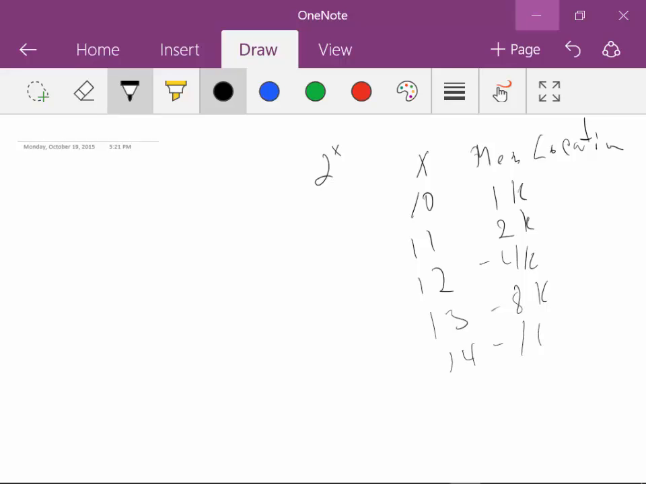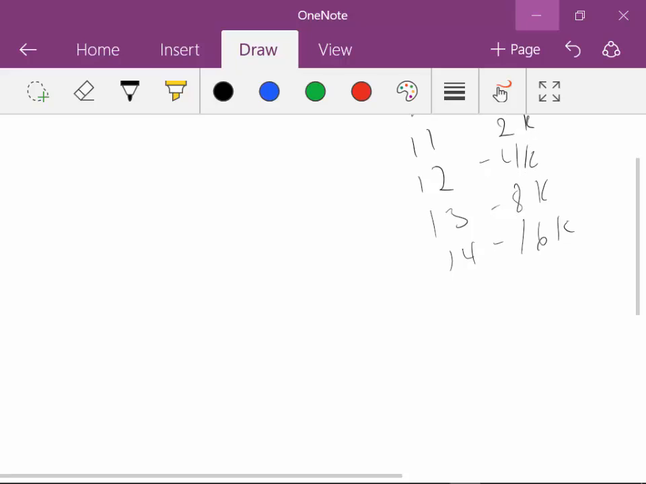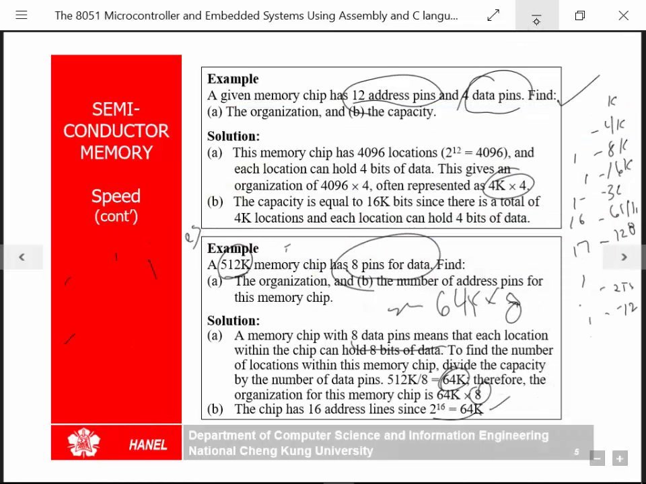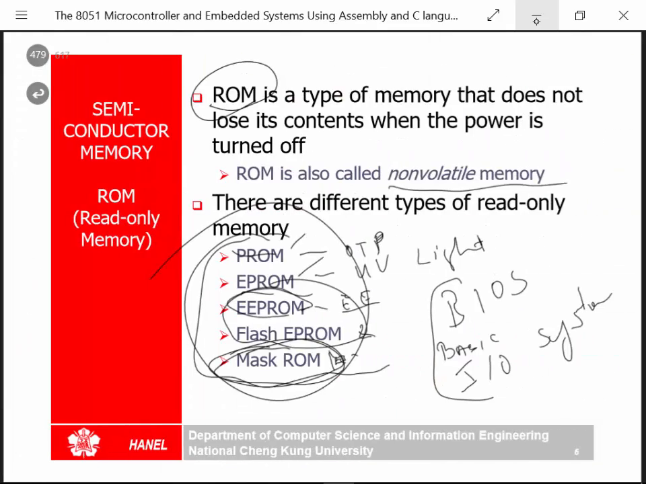14 is 16K. Every time I add a line, I double the amount of locations. 15 is 32K. 16 is 64K right there. So that's our answer, because our configuration was 64K by 8, so it requires 16 address lines. So 2 very possible questions right there on memory configuration.